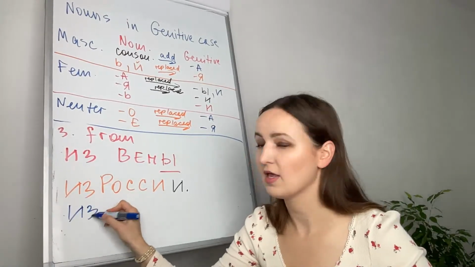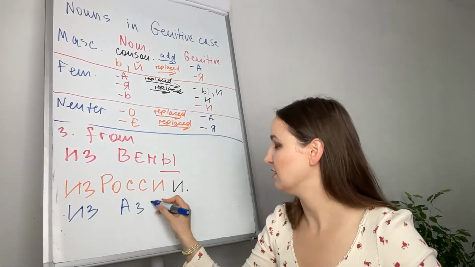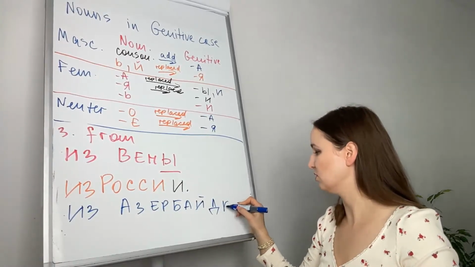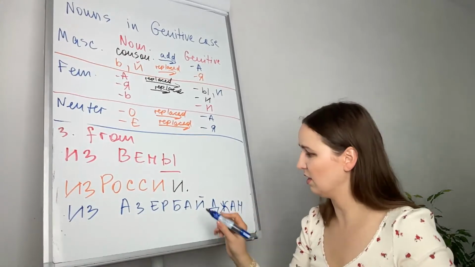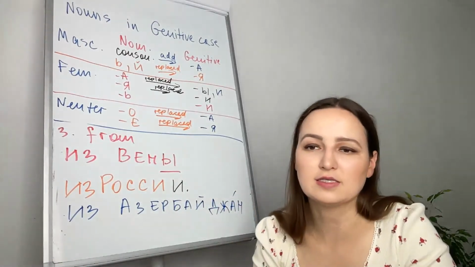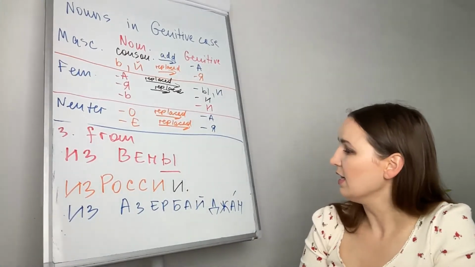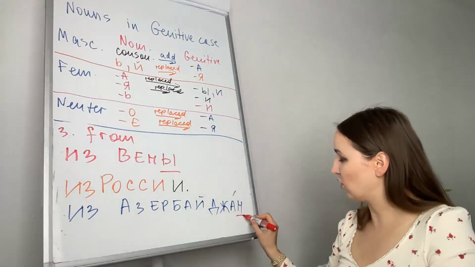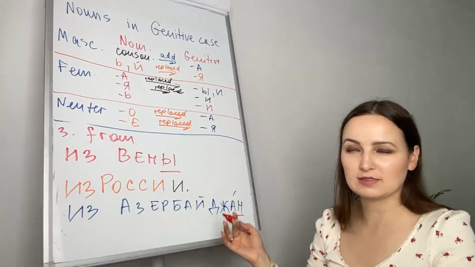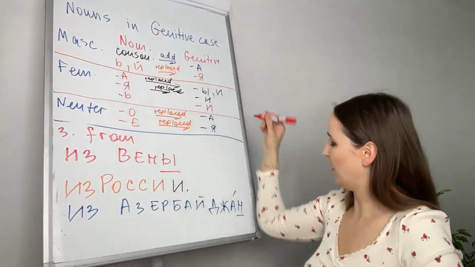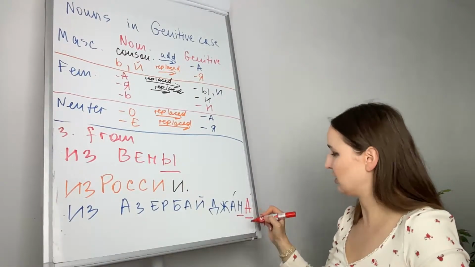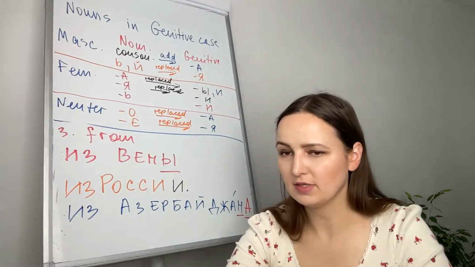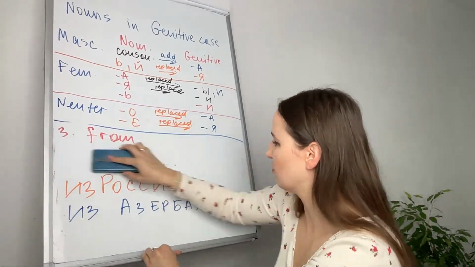Another example, let's take Azerbaijan. Азербайджан. And to say from Azerbaijan, Азербайджан ends in a consonant н. So that means that it's masculine. Masculine consonant, add a. We will add a to make it genitive. Из Азербайджана. Из Азербайджана.